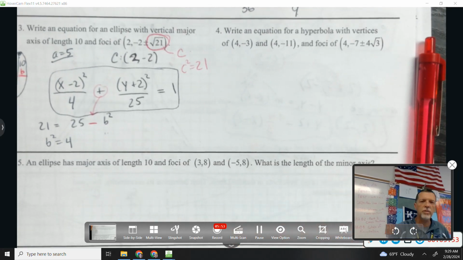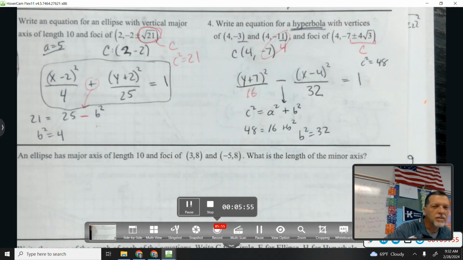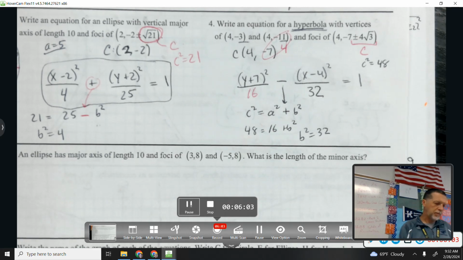Why don't you try number 4? Nothing new, but can you piece together all the things you know about a hyperbola? Do you know it well enough to manipulate everything to get the right answer?